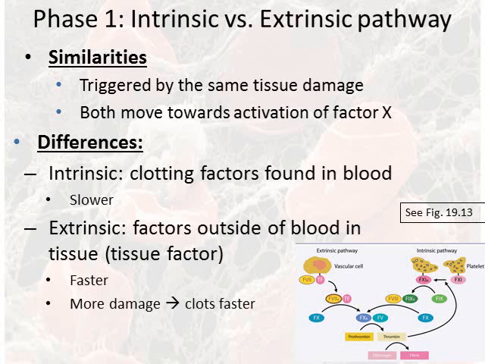Okay, within phase 1, there's two different pathways, two different ways to get to factor 10. Both pathways are triggered by the same tissue damage, so they're both happening at the same time, and then they both move towards the activation of factor 10. The differences between these, though, are that the intrinsic pathway is all due to factors found in the blood. That's why it's called intrinsic. Extrinsic is due to factors found outside the blood, in the tissues where the damage is, and the main factor is called tissue factor, and that's not normally in the blood. Intrinsic is much slower, extrinsic is much faster, and the more damage we have, the more tissue factor we have released, and the more powerful clotting we have, and that's important for more damage leading to more clotting.